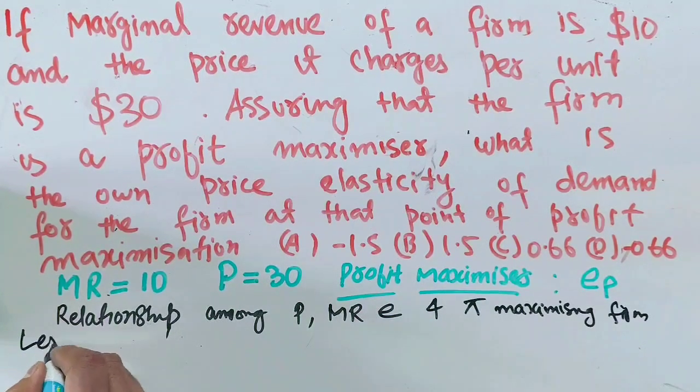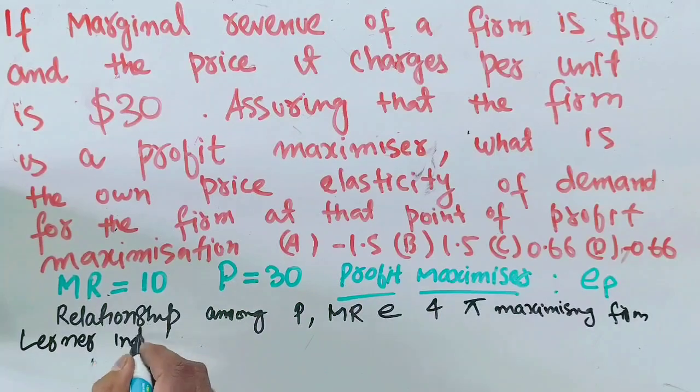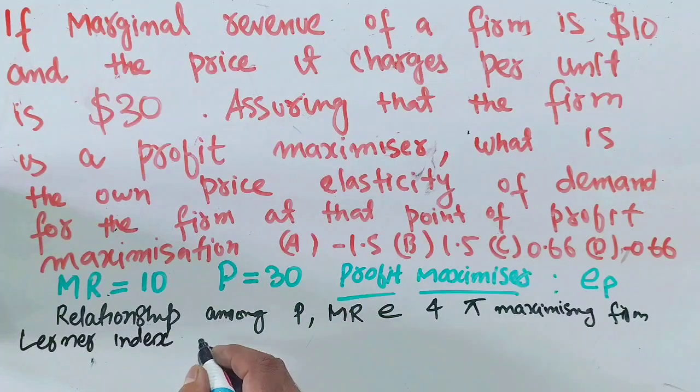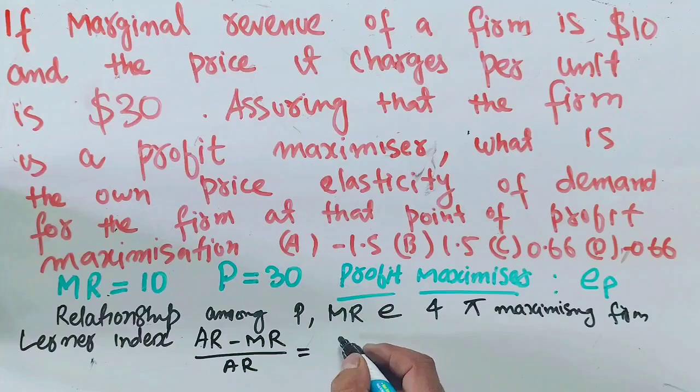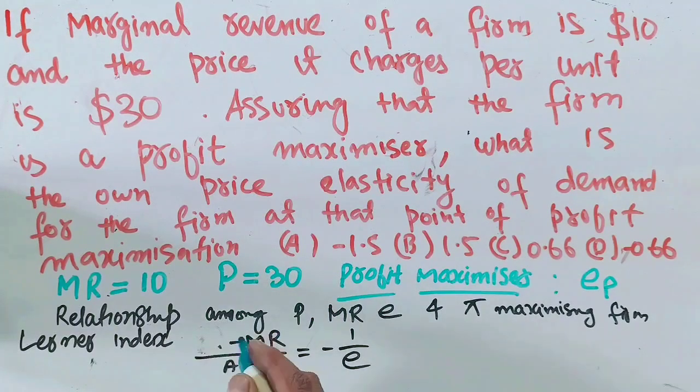Okay, Lerner's index, or simply we know the relationship is, that is, average revenue minus marginal revenue upon average revenue should be equal to minus 1 upon the elasticity of demand. Okay, we know this relationship. Now what is average revenue? Average revenue is nothing but price, so can we write here price, here also price, so this is the relationship.